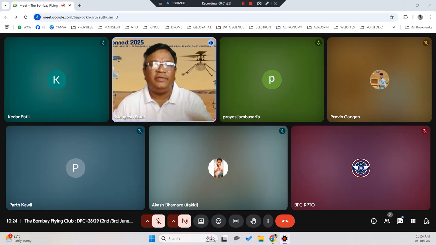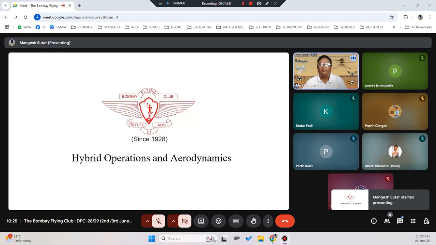So yesterday we did the rotorcraft and the fixed wing. So what is the difference do you find between the rotorcraft and the fixed wing UAV? What difference do you find?